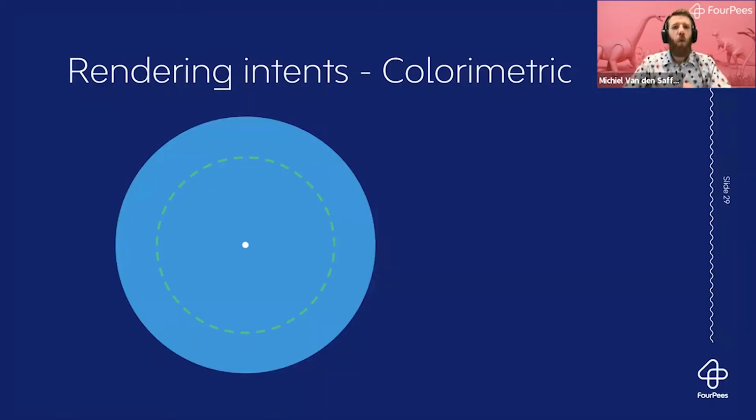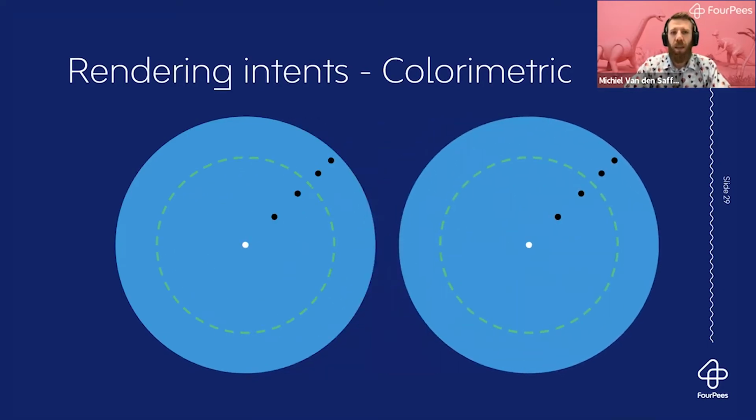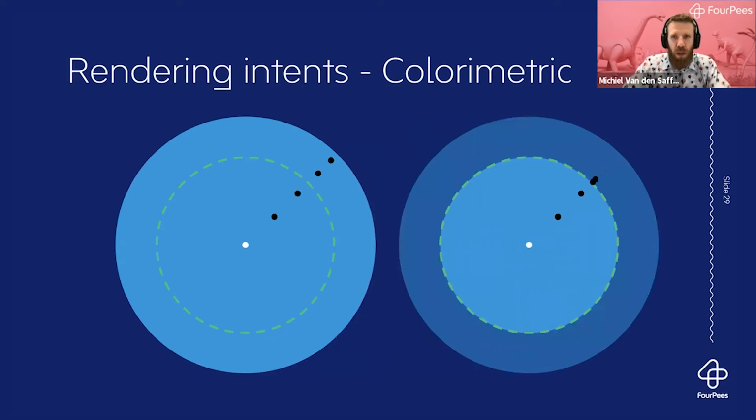With that out of the way, we end up with colorimetric. We have two colorimetric rendering intents. We have relative colorimetric and absolute colorimetric. Now, both do the same thing. So if I take my four colors in my two circles here, and I see what it does, it will push the colors that were out of gamut into the gamut, and it will leave everything else alone.